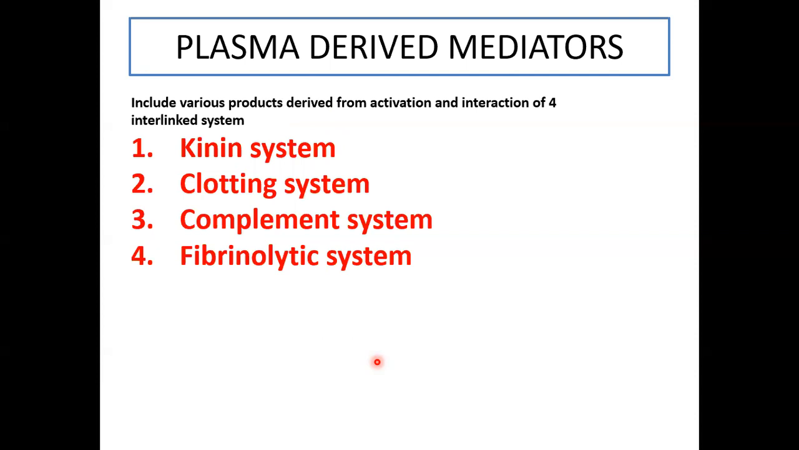Now the plasma derived mediators, which are mediators of free plasma proteins. There are four: the kinin, clotting, complement, and fibrinolytic systems. These include various products derived from activation and interaction of four interlinked systems.